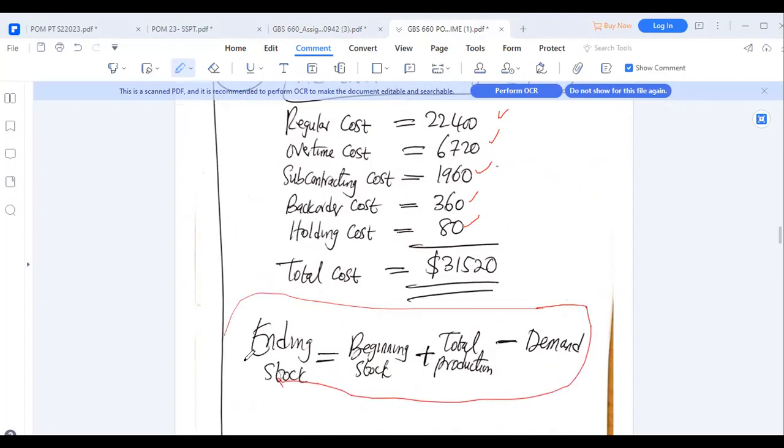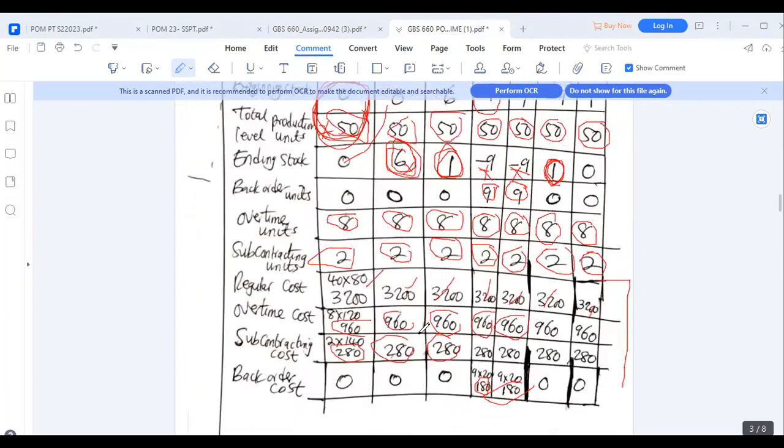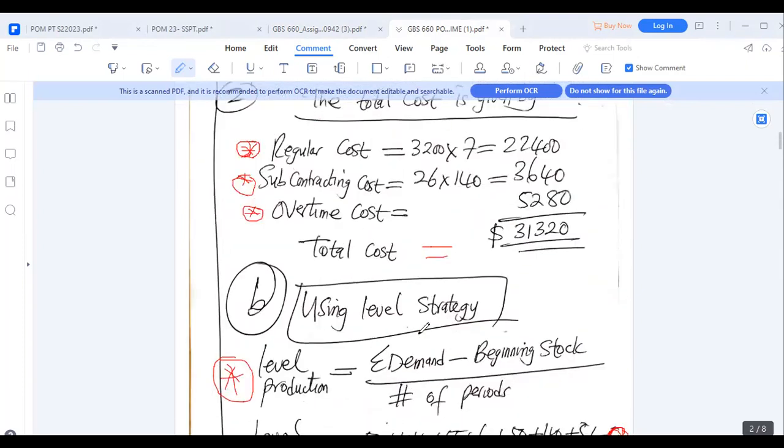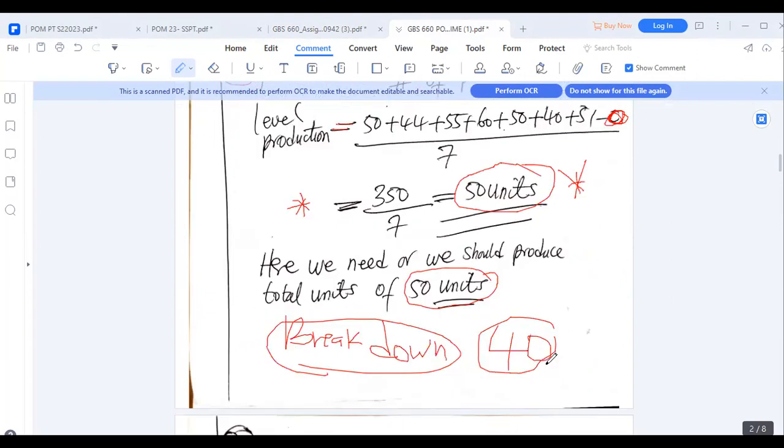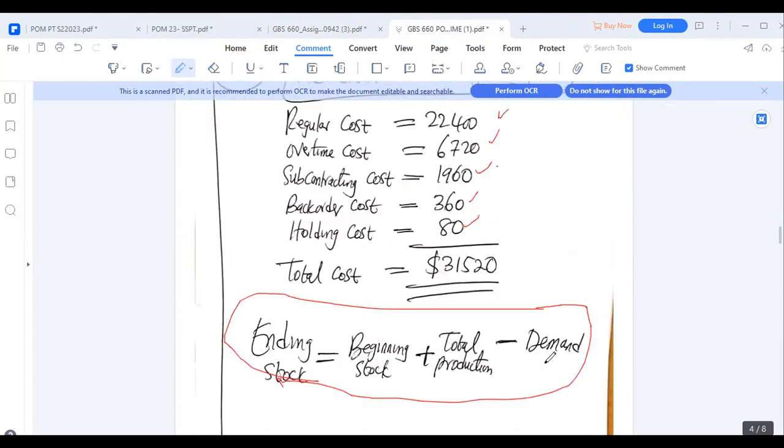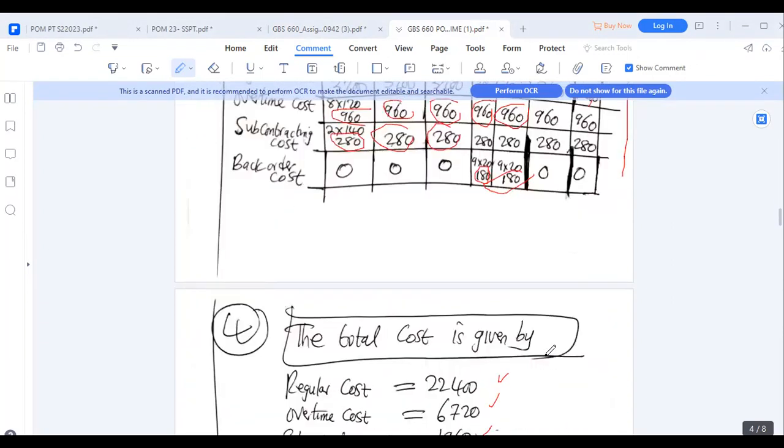All right, so now which strategy is cheaper? You compare the two answers. The other one was 31,320, then the other one was 31,520. So the first strategy is cheaper than this one. Unless there are questions so far, if people want to ask questions, please feel free to ask before we move to question 2 of this assignment paper. Are people following?